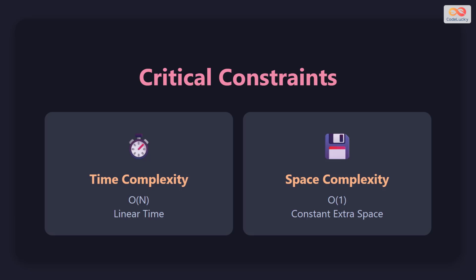This problem comes with two critical constraints that make it interesting. First, your solution must run in linear time, or O(n), and most importantly, you must solve it using constant extra space, or O(1). This means we cannot create massive new data structures to store information.